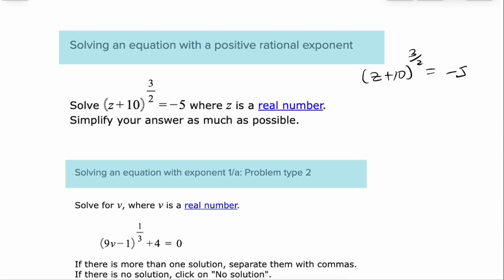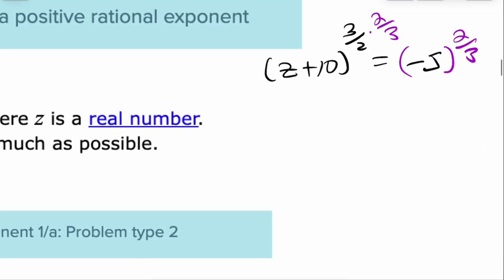So what you're going to do is put anything that is not in parentheses in parentheses. And we are going to use the reciprocal power. What is the reciprocal of 3/2? You're going to take that 3/2, flip it over, and it's going to become 2/3. So the 3/2 power is going to become a 2/3 power. Now we're going to get z plus 10 equals negative 5 to the 2/3 power.